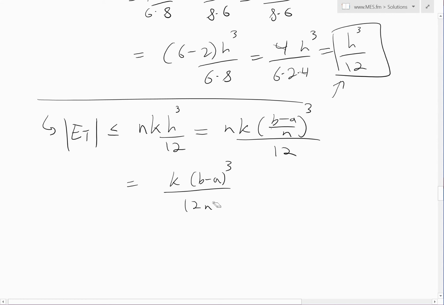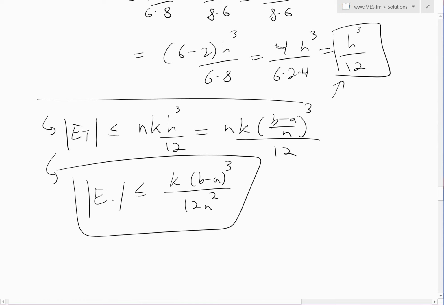Put this here, take these out, and write a 2 there. The n's will cancel, one of them will cancel. So that's what this equals, but I'll move this down, write this better, less than or equal to, and there you go. That is exactly our proof of it.